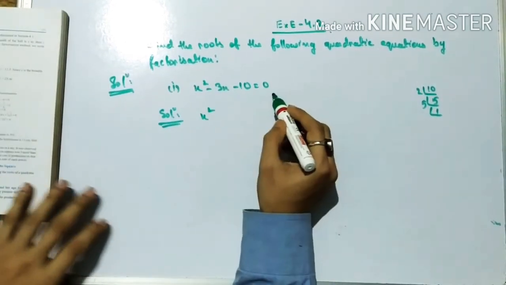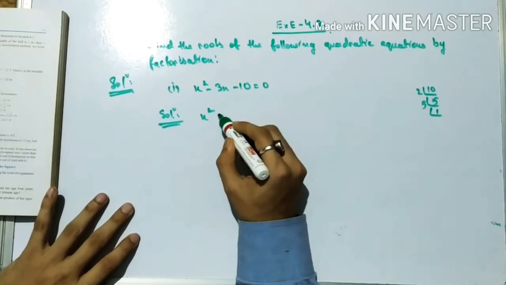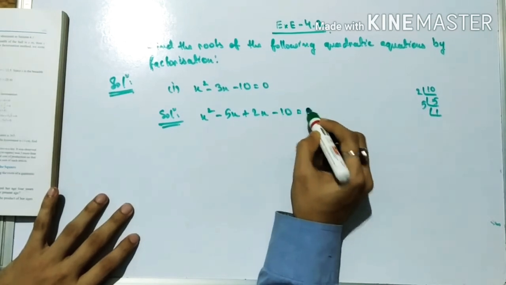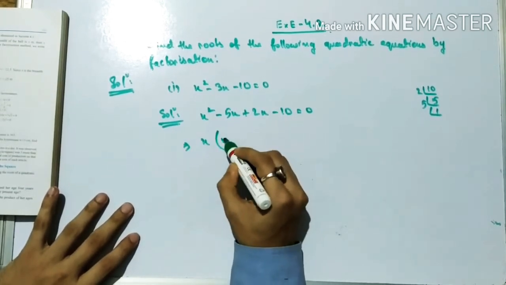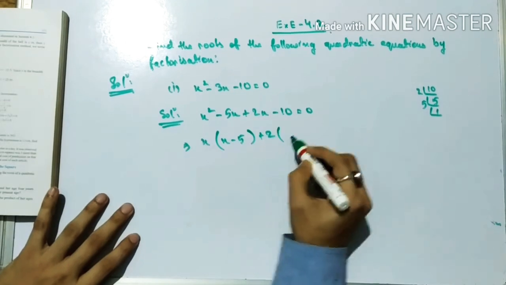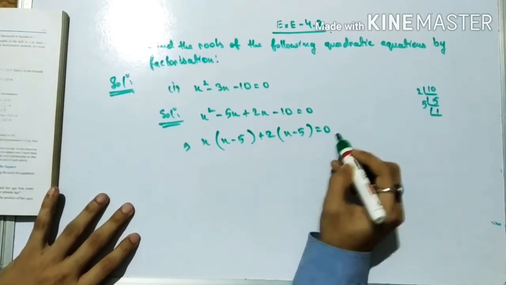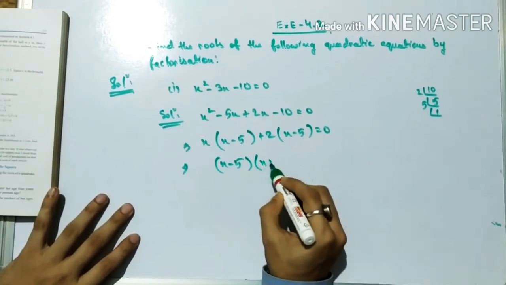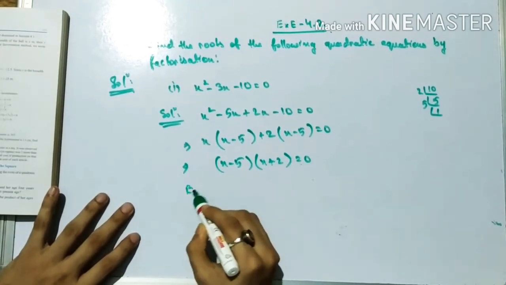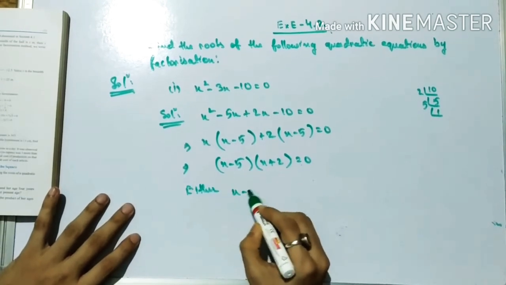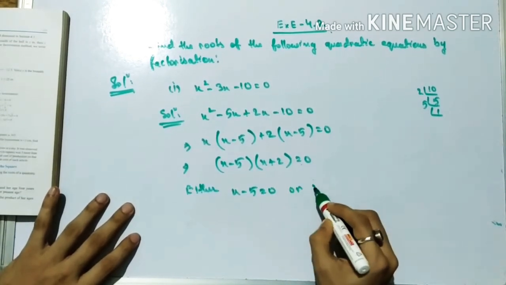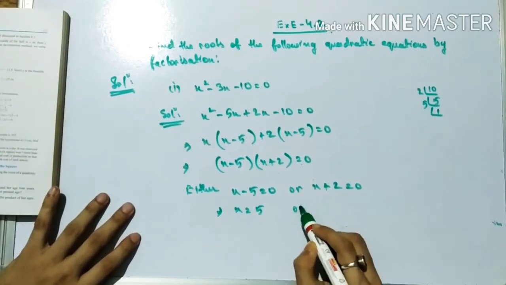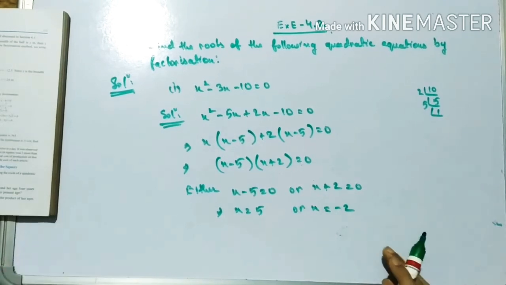This one I am doing by splitting the middle term. x square minus 5x plus 2x minus 10 is equal to 0. x common, x minus 5, plus 2 common, x minus 5, is equal to 0. So this becomes x minus 5 into x plus 2 is equal to 0. Therefore either x minus 5 is equal to 0 or x plus 2 is equal to 0. So here I will get x is equal to 5 or x is equal to minus 2.